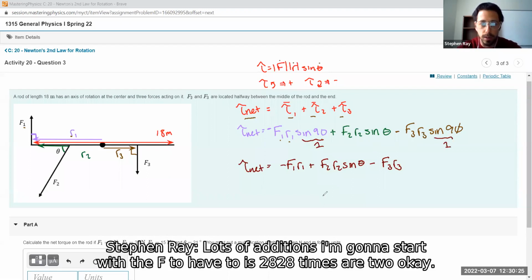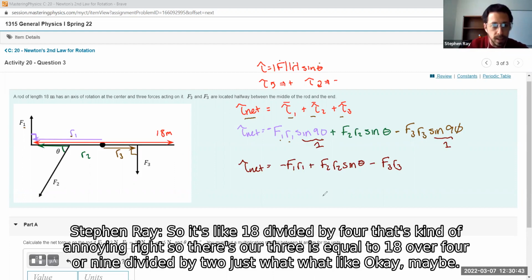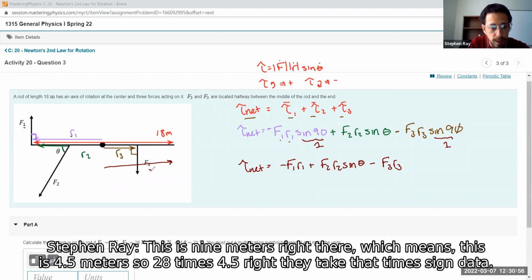Oh, lots of additions. I'm going to start with the F2. F2 is 28 times R2. F2 and F3 are midway between. The whole thing is 18, so you have to break this up into fourths, right? So it's like 18 divided by 4. That's kind of annoying, right? So this R3 is equal to 18 over 4, or 9 divided by 2, which is 4.5. Okay, maybe not that bad. This is 9 meters right there, which means this is 4.5 meters.